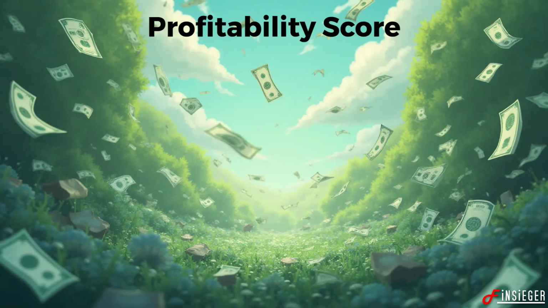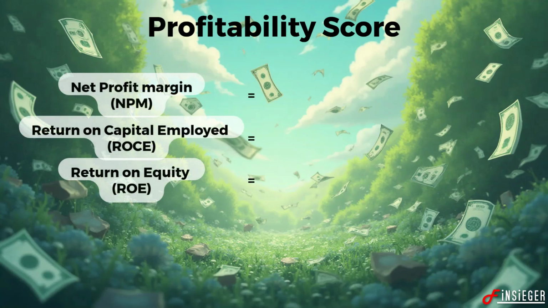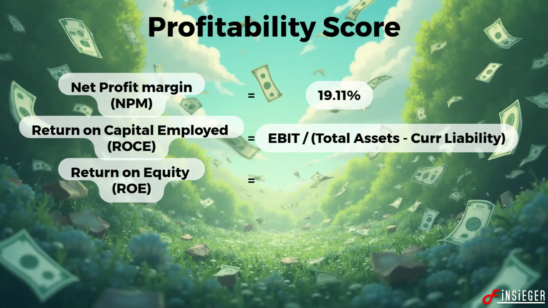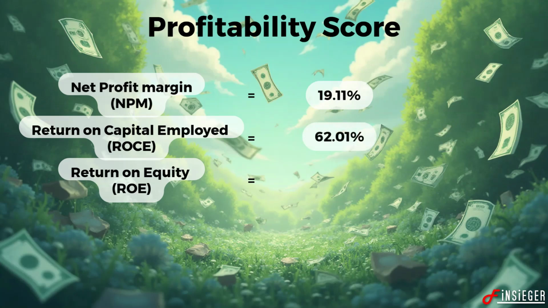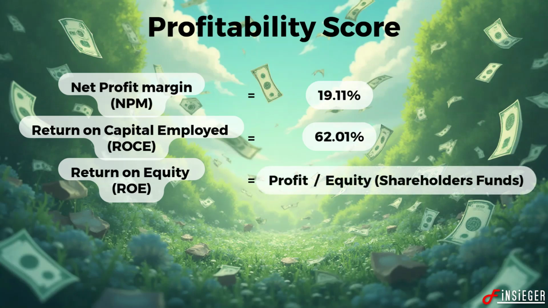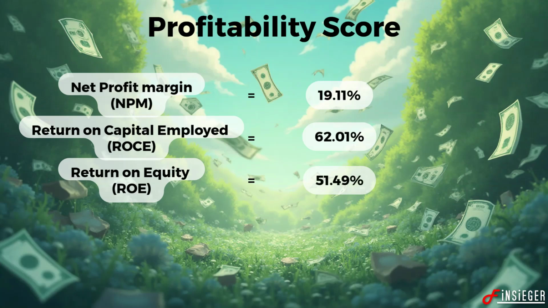For profitability score, we will be looking at NPM, ROCE and ROE to see the efficiency of the company to generate profits out of currently available capital and assets. Net profit margin is final profit divided by revenue. In case of TCS, it is 19.11% this year. Return on capital employed is calculated by profit before interest and taxes divided by total assets minus short-term liability. For TCS, it is 62%. Return on equity is profit by equity, which is also known as shareholders' funds. For TCS, it is 51.49%.